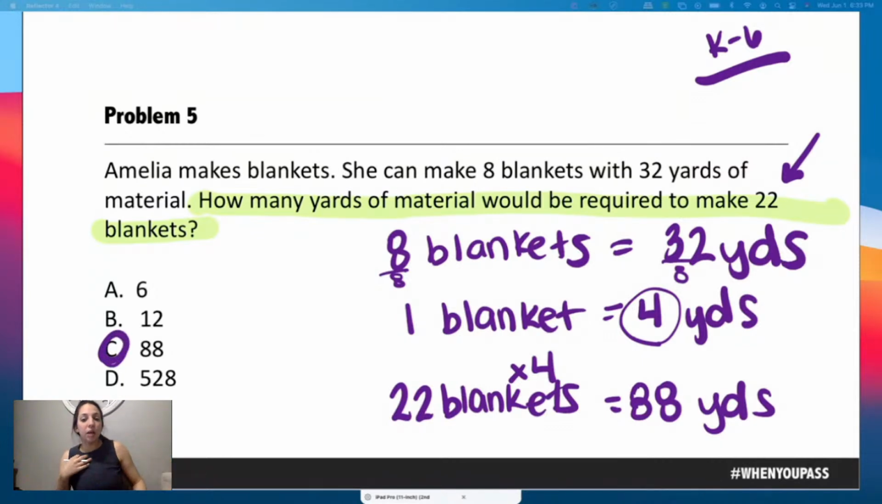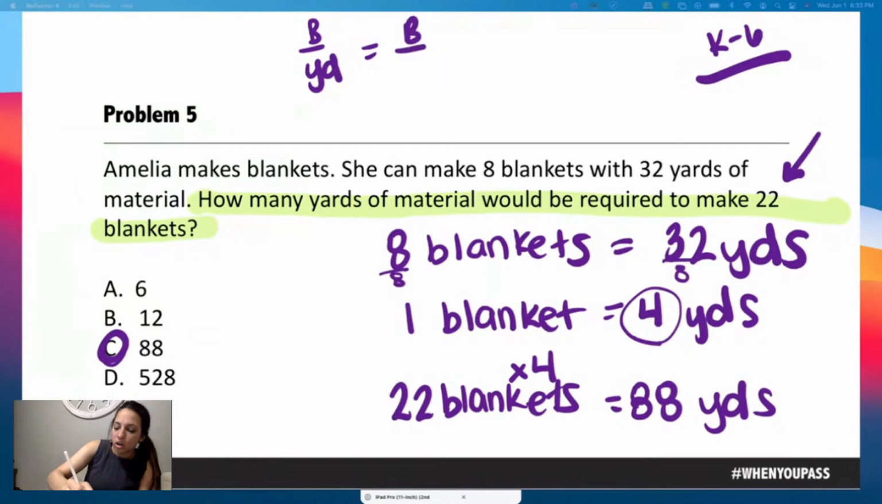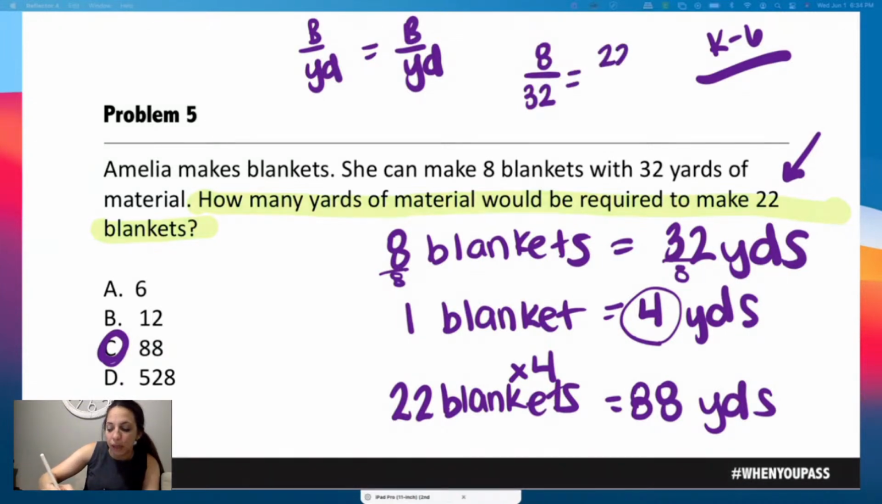Could I also set up a proportion? Let's find out. If I do blankets to yards equals blankets to yards, we can set up that proportion. So if I have 8 blankets and it takes 32 yards of material, and I want to make 22 blankets and know how many yards it would take, I can set up a proportion, and then I can cross multiply.